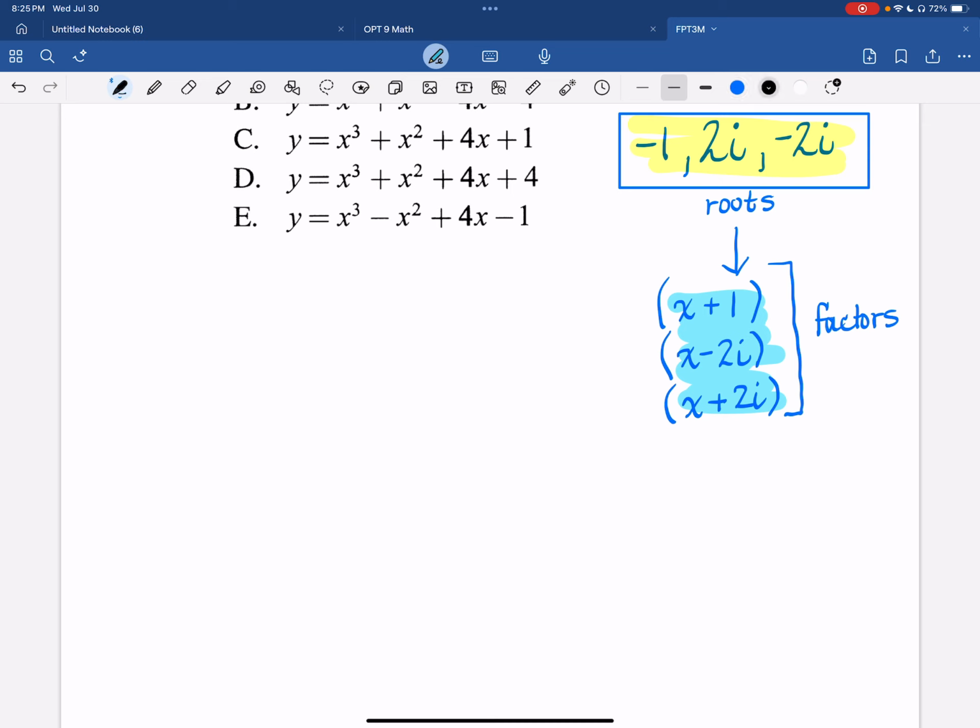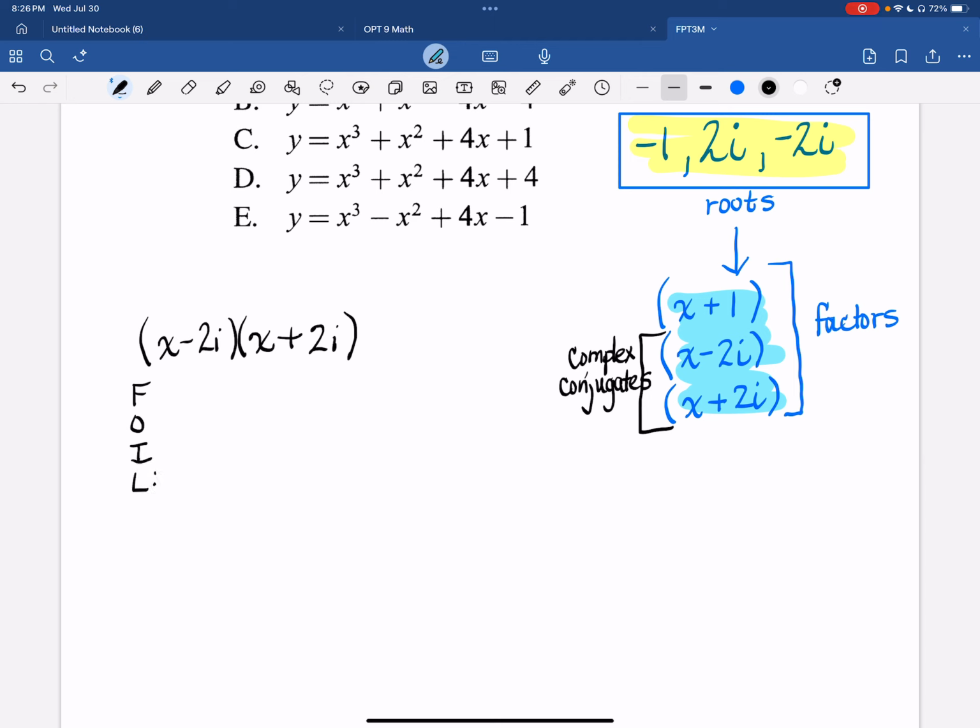We are going to multiply the complex conjugates, and that would be these 2. Anytime I'm thinking of factors, my mind is going to multiplying, and I'm going to start with these 2 terms. So x minus 2i times x plus 2i, and I'm going to use FOIL to do this multiplication because I'm multiplying binomials.